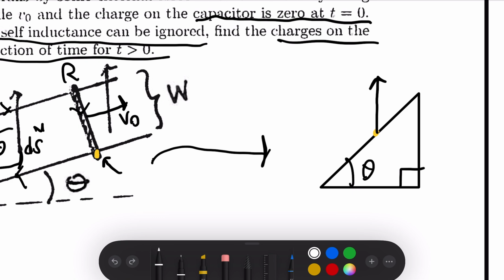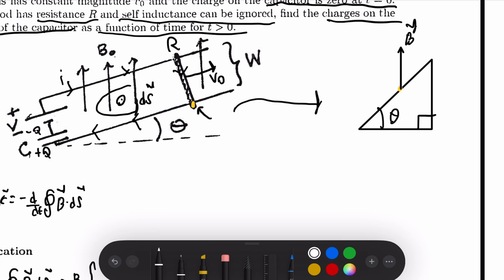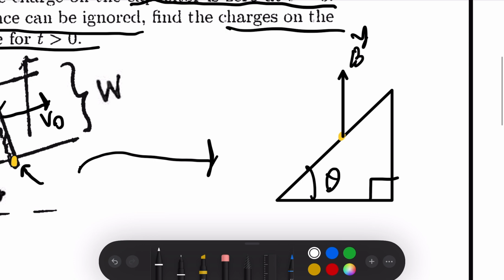This is pointing up. This is B. But ds, in this case, ds is not length. ds is the area vector. And you remember with Gauss's law, ds is always perpendicular to the surface. So ds is pointing like this.